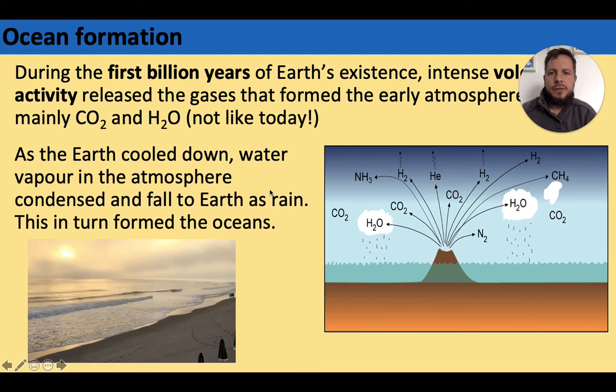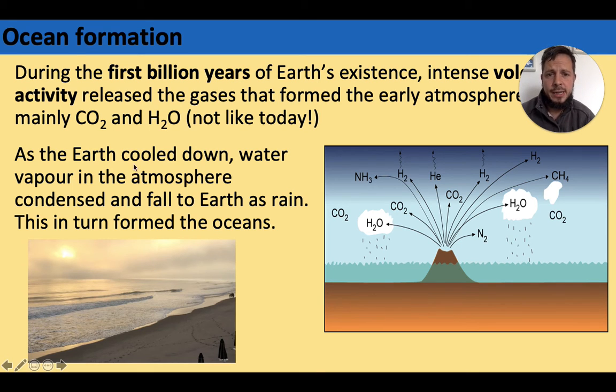Now, as the Earth cooled down, water vapor in the atmosphere can condense. So little water droplets can form in the atmosphere. It can then fall to the surface of the Earth as rain, and this in turn eventually formed the oceans because there was so much water vapor in the early atmosphere.